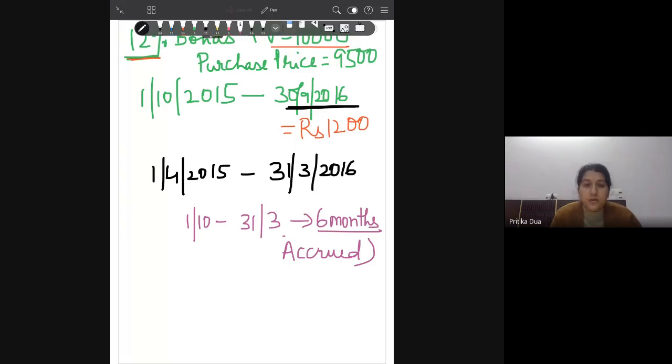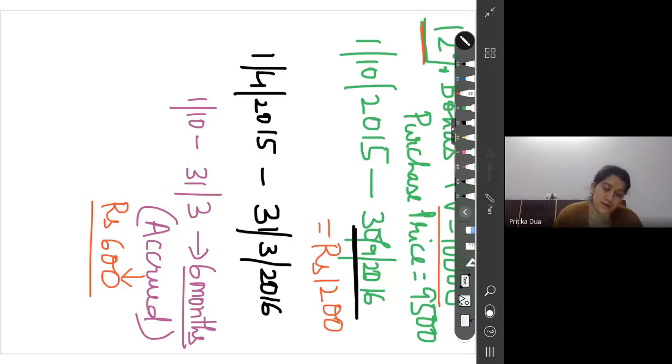So first thing to be very clear here is that the amount of rupees 600 for the current financial year is due but not received. Okay, so this is an accrued income for the business. Now, how do we treat this income in the final accounts? Just have a look.